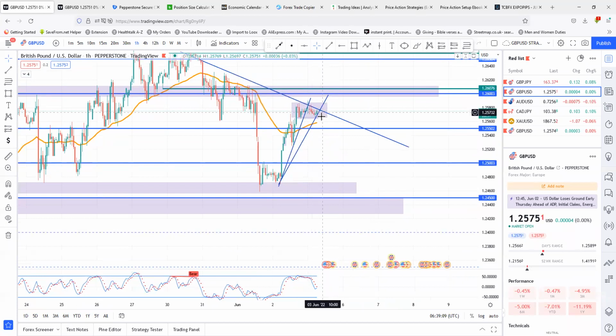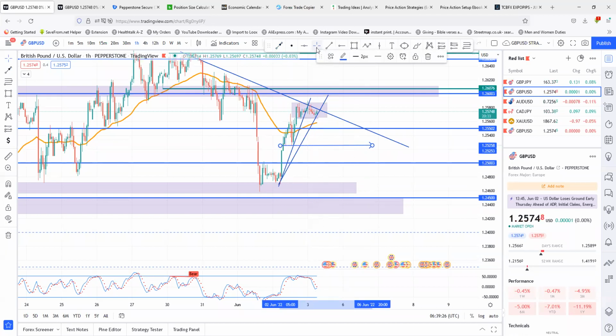If price breaks below, we have the potential to sell to the downside. Then all this empty zone will clear, and price will want to come and retest the zone. So our first take profit will be here, and then our second take profit will be here.